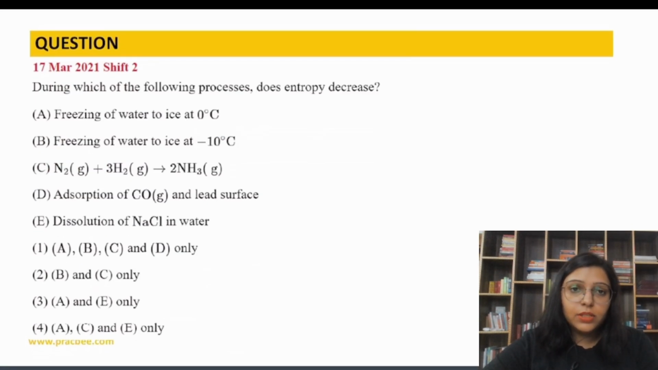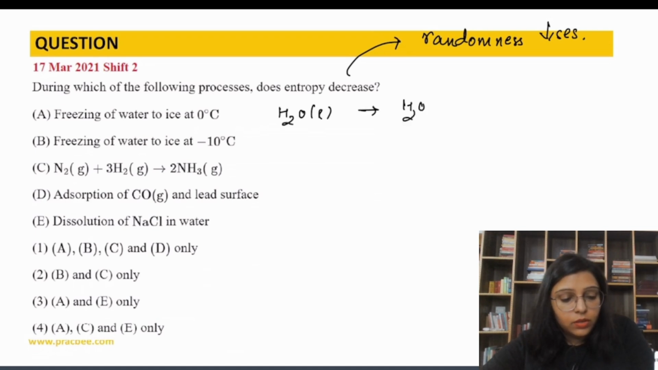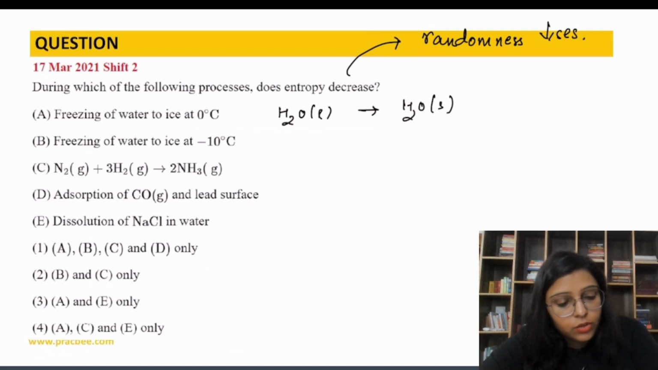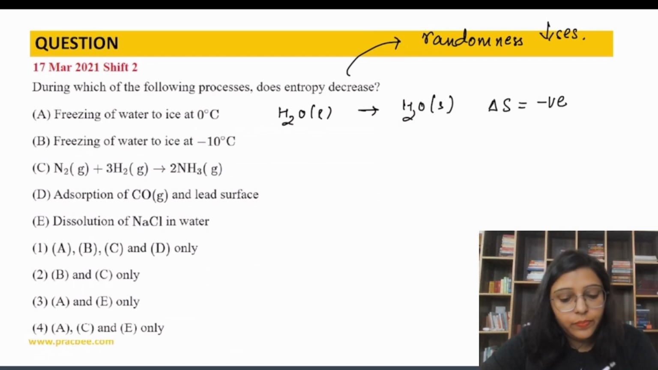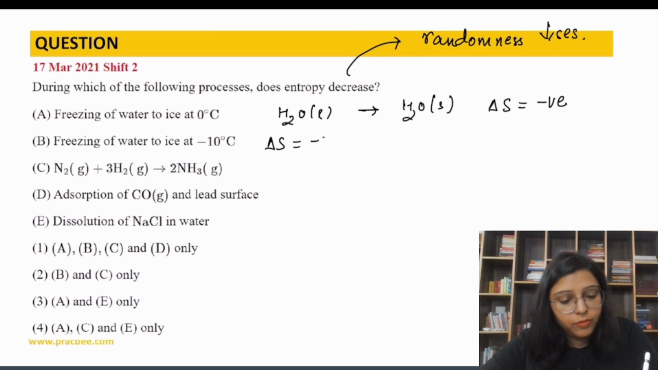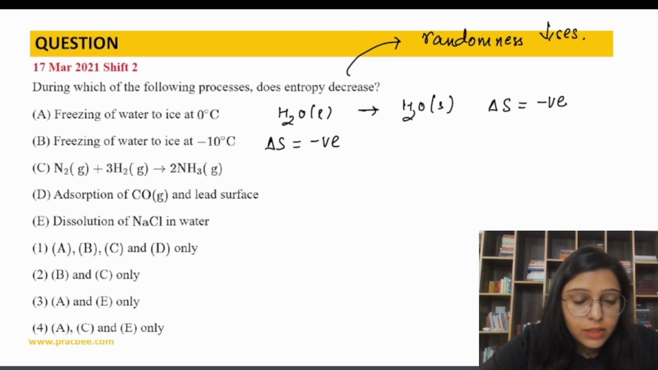During which of the following processes does entropy decrease? Entropy decrease means randomness decreases. Freezing of water to ice at 0 degrees Celsius. It means liquid water is converted to solid ice, right? Obviously randomness decreases because in a solid the particles are tightly packed, so they cannot move easily. So here delta S is going to be negative. Freezing of water at minus 10 degrees Celsius. Here also delta S is negative. Freezing involves negative entropy change.